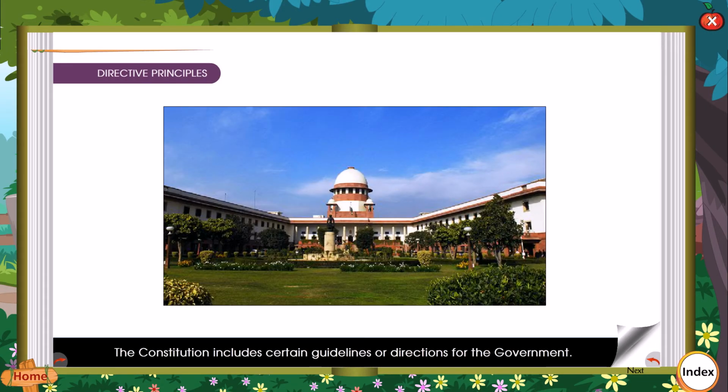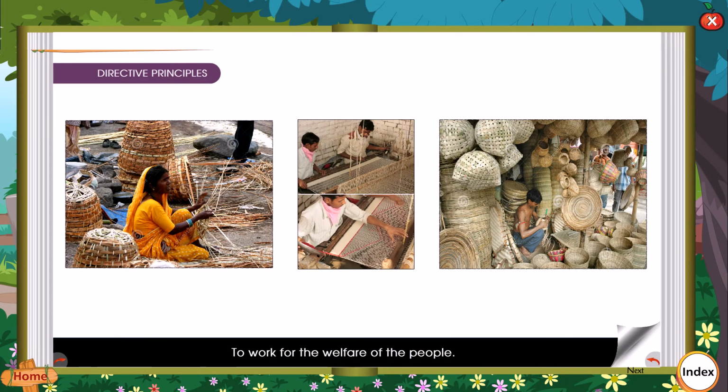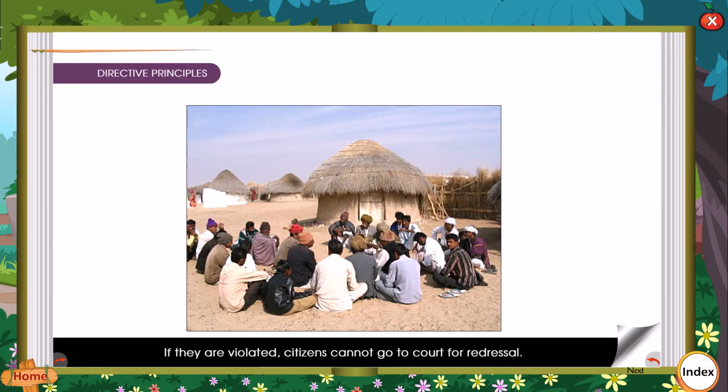Directive principles. The Constitution includes certain guidelines or directions for the government to work for the welfare of the people. They are called the directive principles. If they are violated, citizens cannot go to court for redressal.